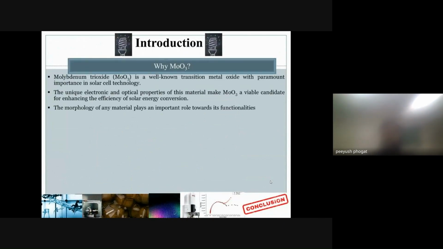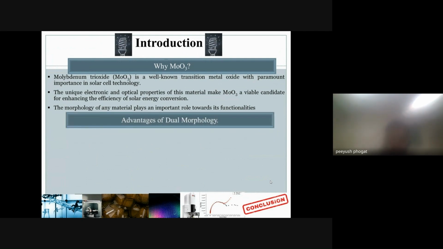So for the introduction, why are we talking about MoO3? MoO3 is a well-known transition metal oxide. It has unique electronic and optical properties which can be used in solar energy conversion. But the morphology of any material plays an important role towards its functionality. So that's why we are talking about dual morphology, the advantages of dual morphologies.